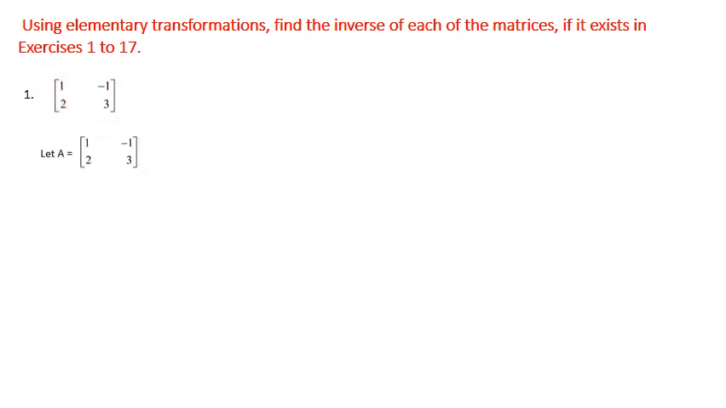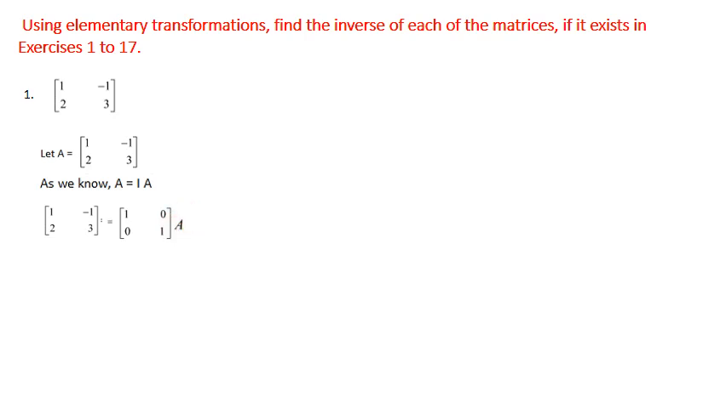Let us take this matrix as A. A is equal to 1, minus 1, 2, 3. We have to assume that A is equal to IA, that is, a matrix multiplied by an identity matrix, I into A, will be the same as the given matrix A. So substituting the values, 1, minus 1, 2, 3 equals I, the identity matrix of order 2, 1, 0, 0, 1, into A. This A remains the same.